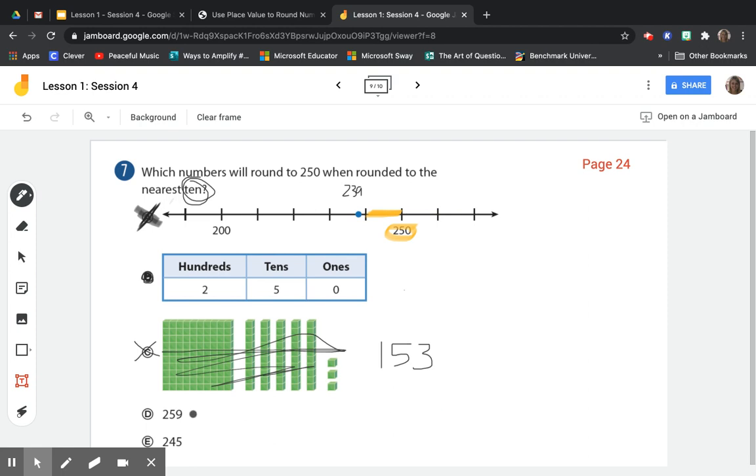259. Well, if I'm thinking about rounding to the tens, that's almost 260. So this one's wrong. All right, so last one, 245. Will 245 round up to 250? Yes. So my answer is B and D. Nice job.